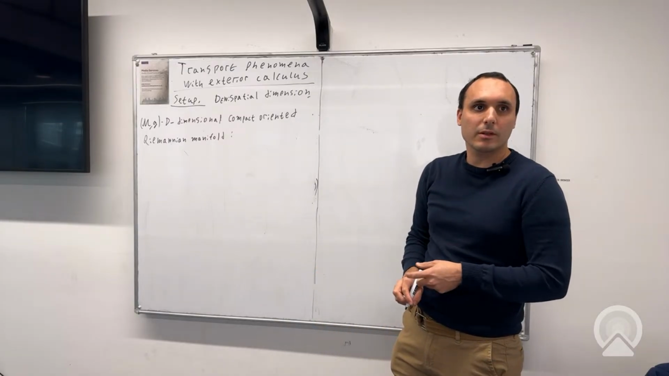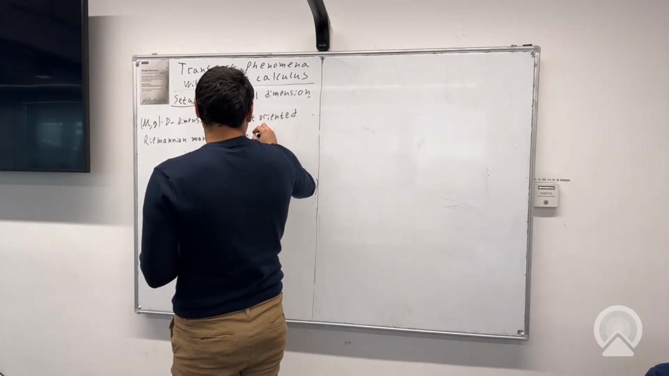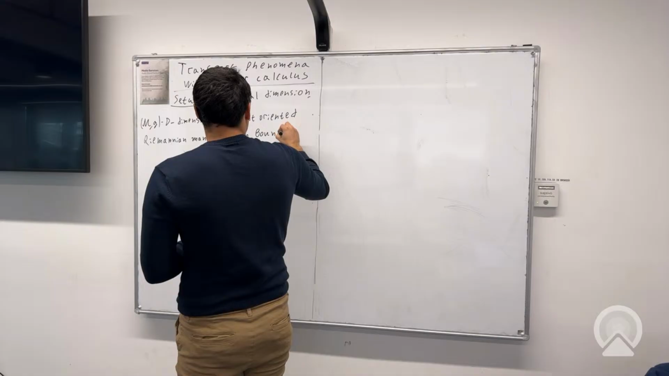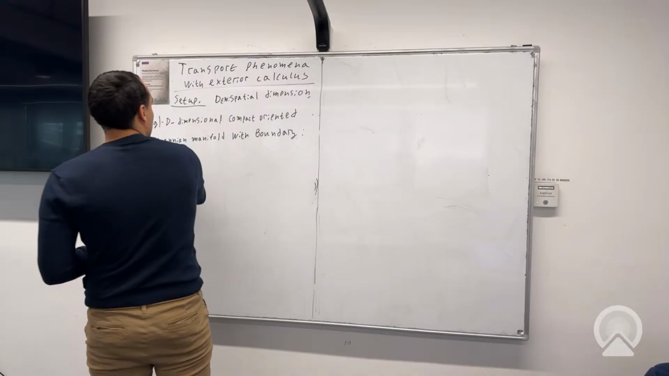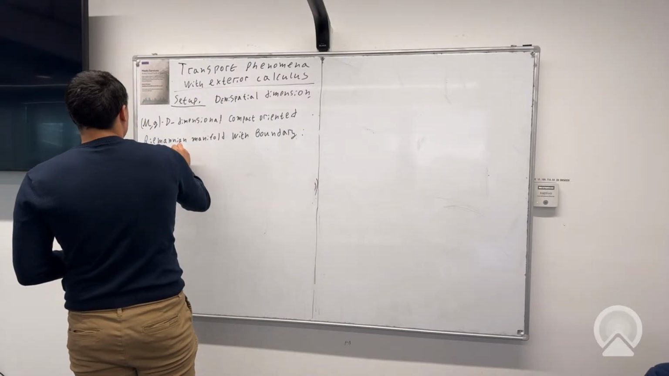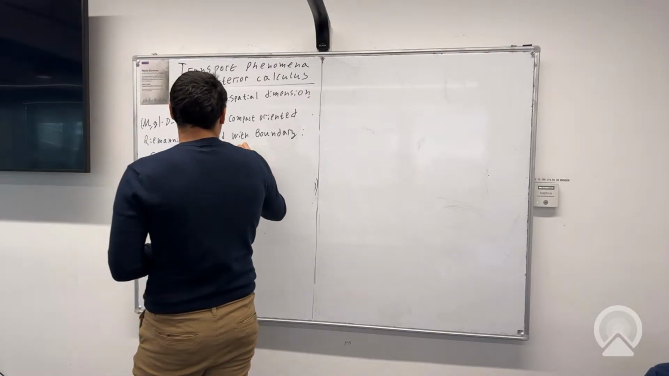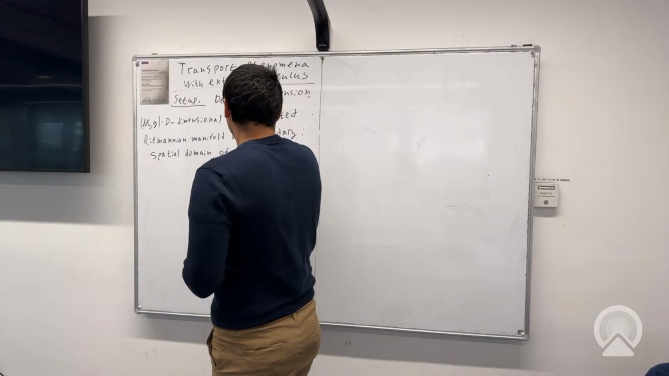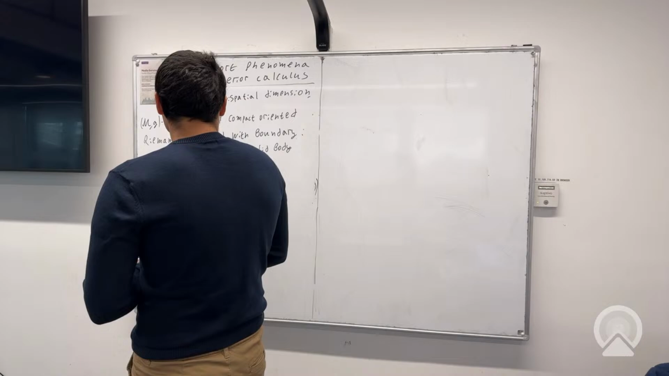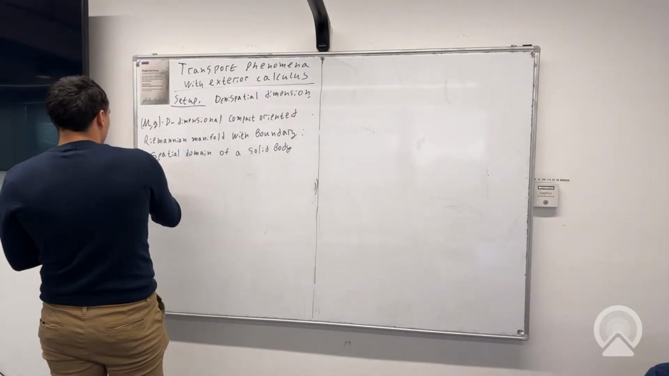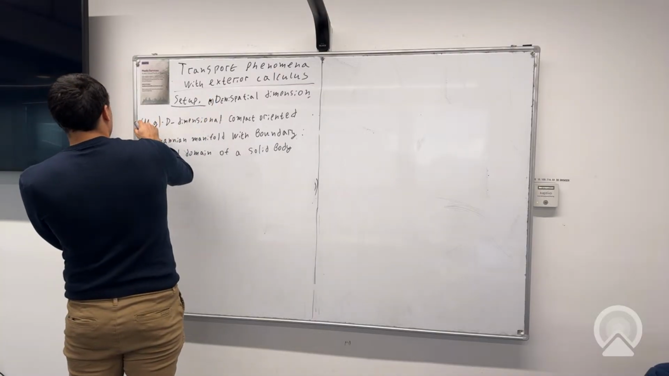For me, all manifolds have boundary. Okay, I can write it explicitly, with boundary. With maybe non-empty boundary. Okay, with boundary. So this is the spatial domain of a solid body, probably. Okay, solid body. So I have this here, with bullet points.